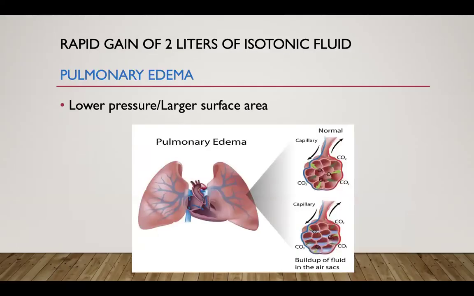Okay, a rapid gain of 2 liters of isotonic fluid. So this is going to cause pulmonary edema. Whether you're going to have peripheral edema or pulmonary edema depends on the speed. Part of this is because in your pulmonary vasculature, there's a lot of surface area there and it's a lower pressure system. So if you flash flood with isotonic fluid, like if you have a runaway IV or something like that, you're going to have all that pressure. It's going to overwhelm the capillaries in your lungs first, and then you're going to have pulmonary edema.